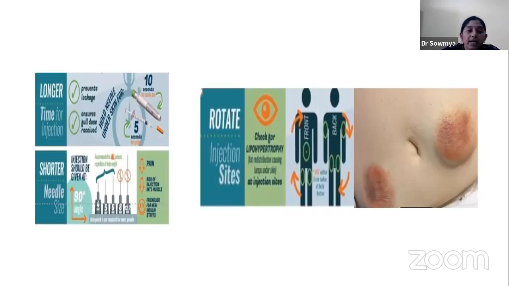So what is the angle of the needle inserted? That is usually a 90 degree angle. And we have to rotate the injection sites. We should never use the same site, same day, daily. So what will it cause? It will cause lipohypertrophy. And here you can see the image where the patient has lipohypertrophy. So we should avoid this.